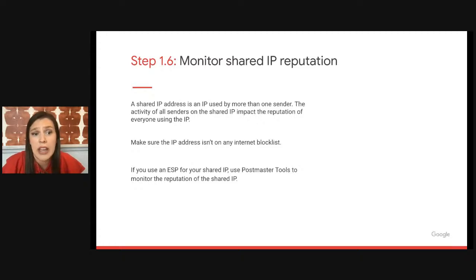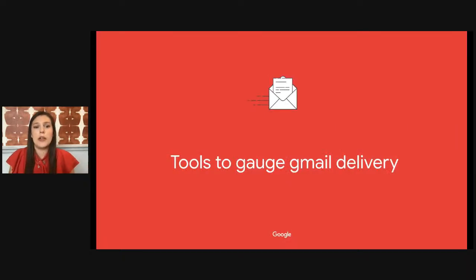So make sure the IP address isn't blocked on any internet block list. And if you use an ESP for your shared IP, make sure that you use Postmaster Tools to monitor that reputation and that you look at the shared IP. Next, let's talk about tools to gauge your Gmail deliverability.